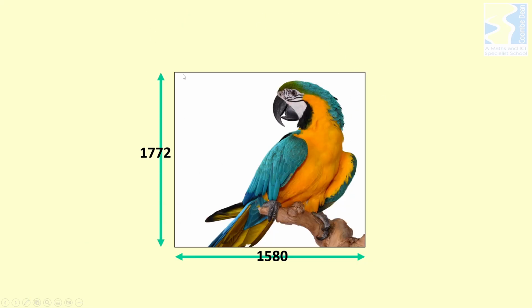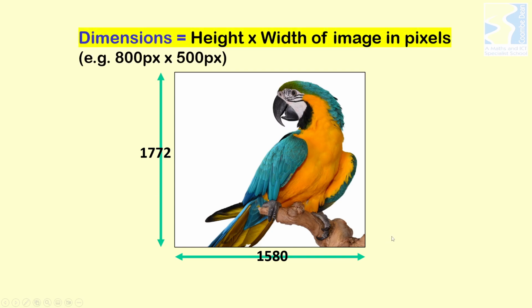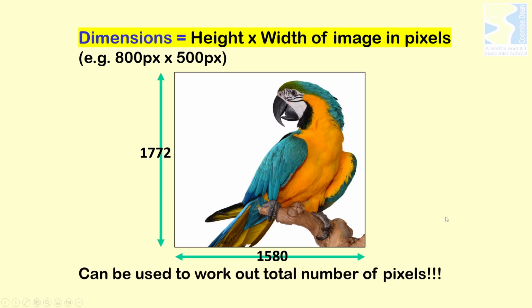Images themselves have a height and a width made up of pixels, and that is the dimensions, the height and the width of the image in pixels. And you can use that to work out the total number of pixels by multiplying them together.